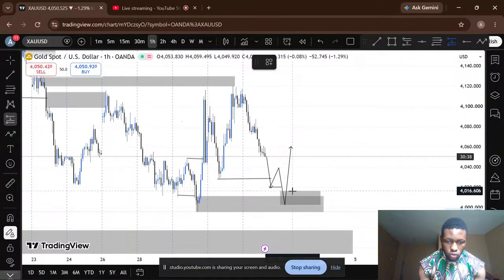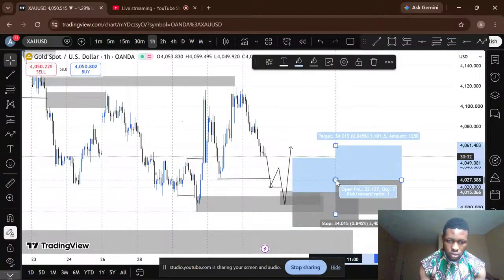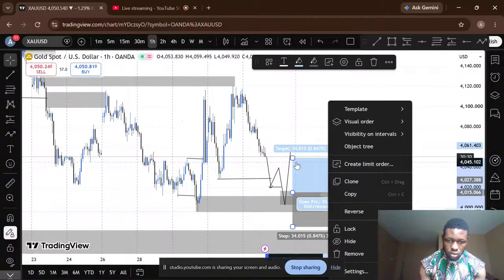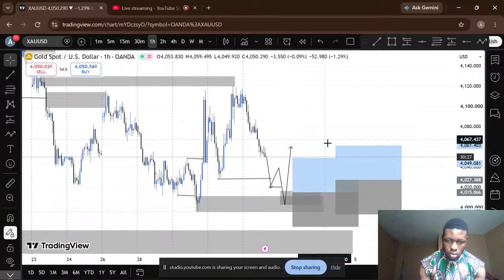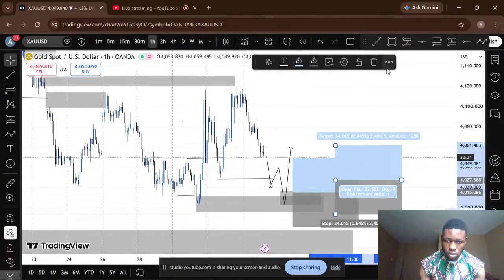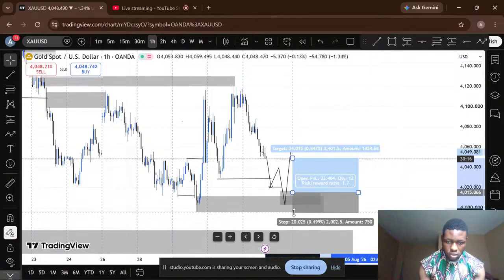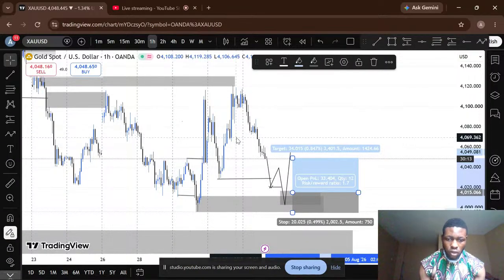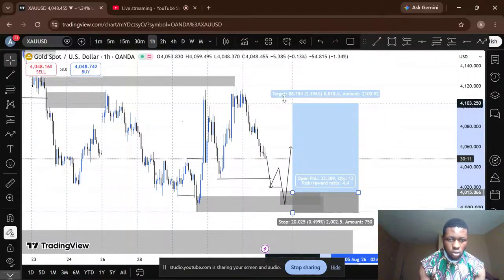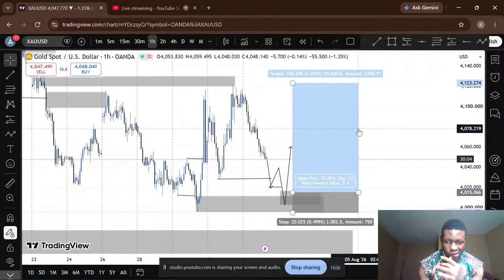Then you would want to target from this place. You want to target from this place, then to this other block. Here will become a liquidity. You target here. I don't know if you're understanding me.